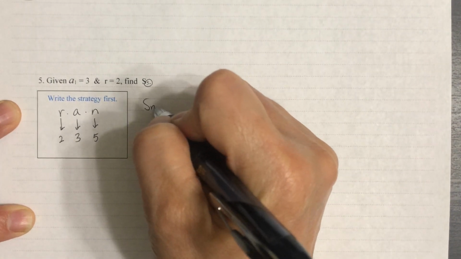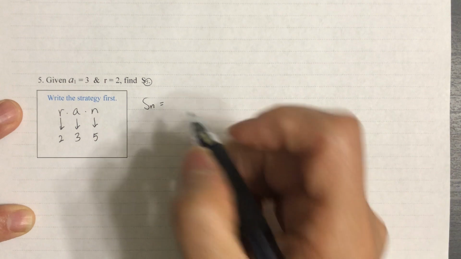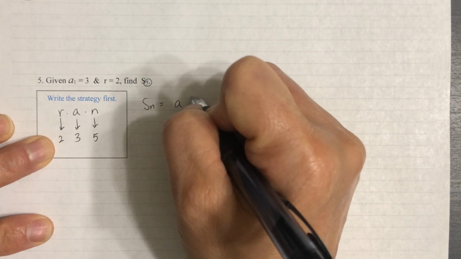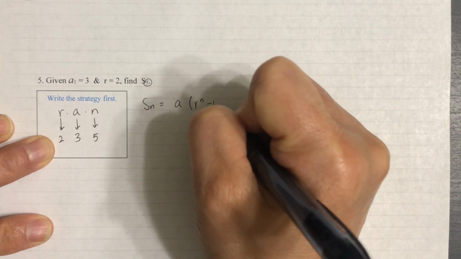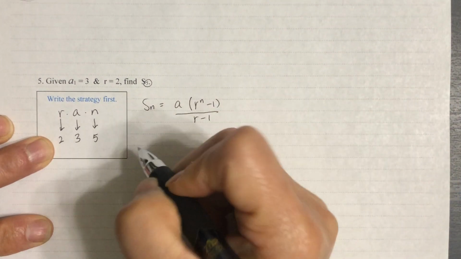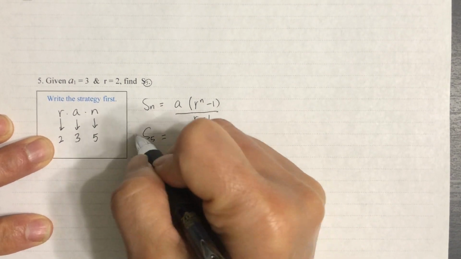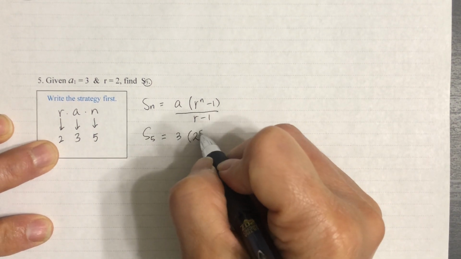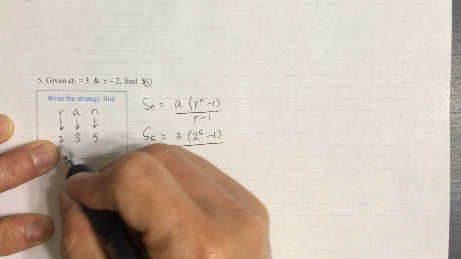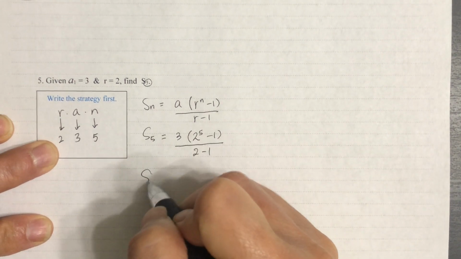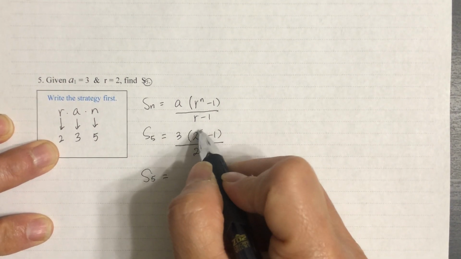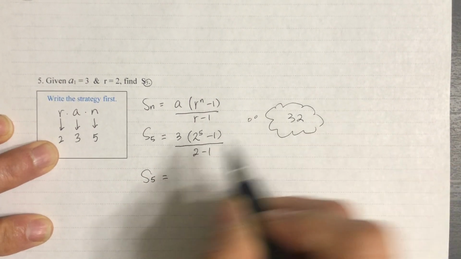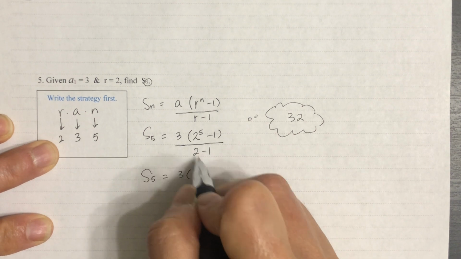So why don't you pause and do the question. Okay, so R is greater than 1. So I'm going to use the formula that starts with R. I'm going to plug in S sub 5. S sub 5 is 3 times 2 to the 5th power minus 1 over R, which is 2, minus 1. Again, in your brain, you have to know right away this is 32. So 32 minus 1 will be 31.